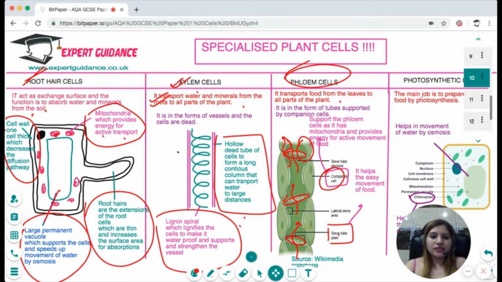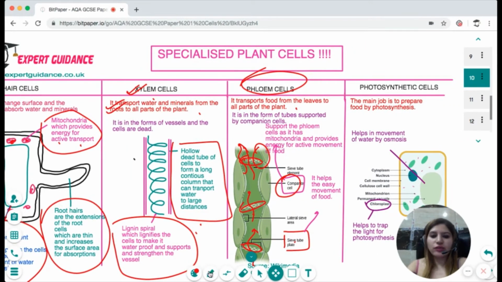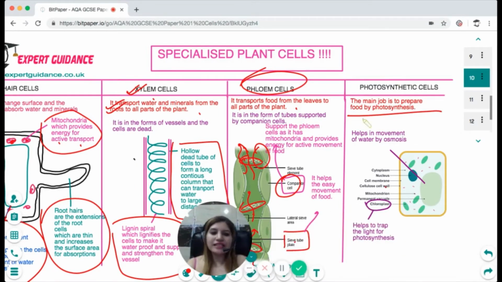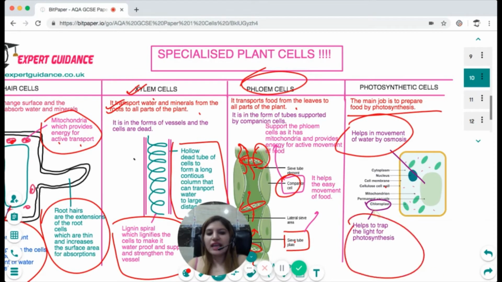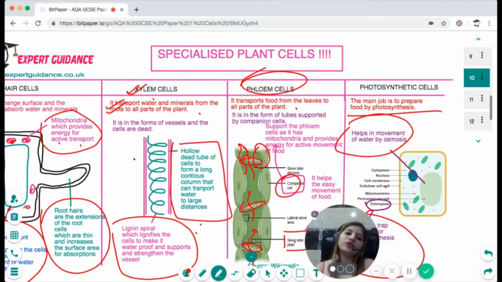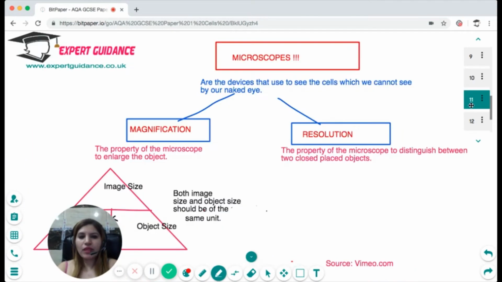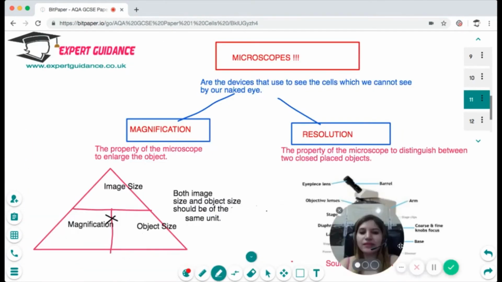The last is the photosynthetic cell. The function of the photosynthetic cell is to prepare food by photosynthesis. So it has a large vacuole which helps in the movement of water by osmosis. It has loads of chloroplasts that help it to trap light for photosynthesis. Also, these cells lie flat near the leaf surface so that they can easily absorb water and carbon dioxide for quick photosynthesis. Okay, so I hope these special plant and animal cells are clear to you.